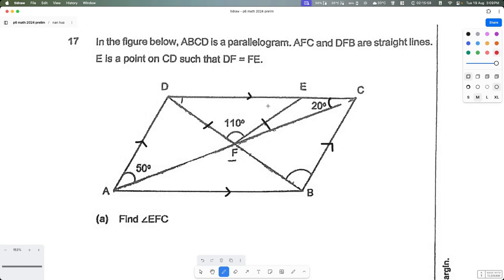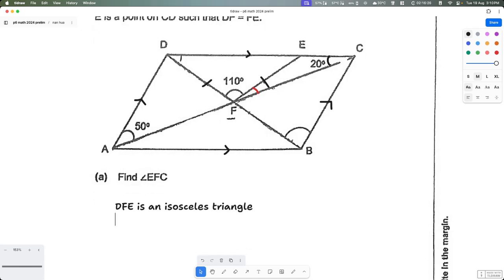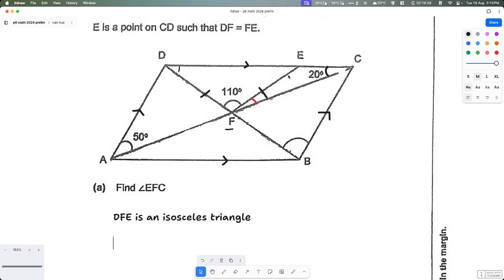Let me draw in red. So EFC, sorry, which is what we want to know over here. All right, so we know this is 20 degrees. We know this is 110 as well. And we know this is an isosceles triangle. So I'm going to write down DFE is an isosceles triangle.